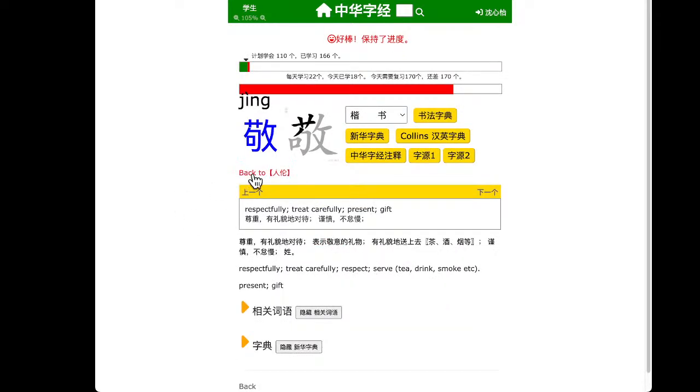Jing refers to respectfully or treating with care, and it also means to present, as a verb. Present or gift. That's like when you give a toast. 敬酒. When you pour a glass and you give a toast, that's also 敬, because you're presenting this as a gesture of respect. 敬. Yeah, 敬礼. Salute is 敬礼.